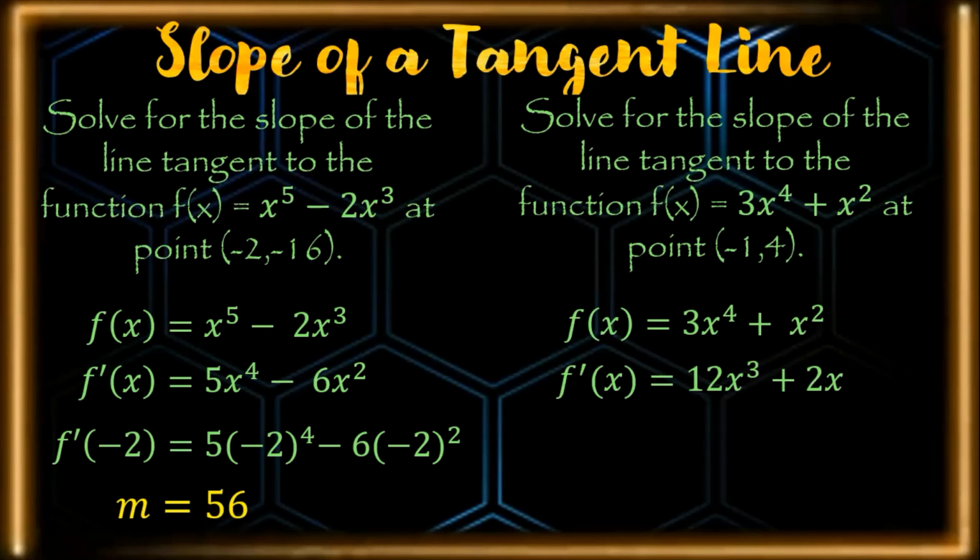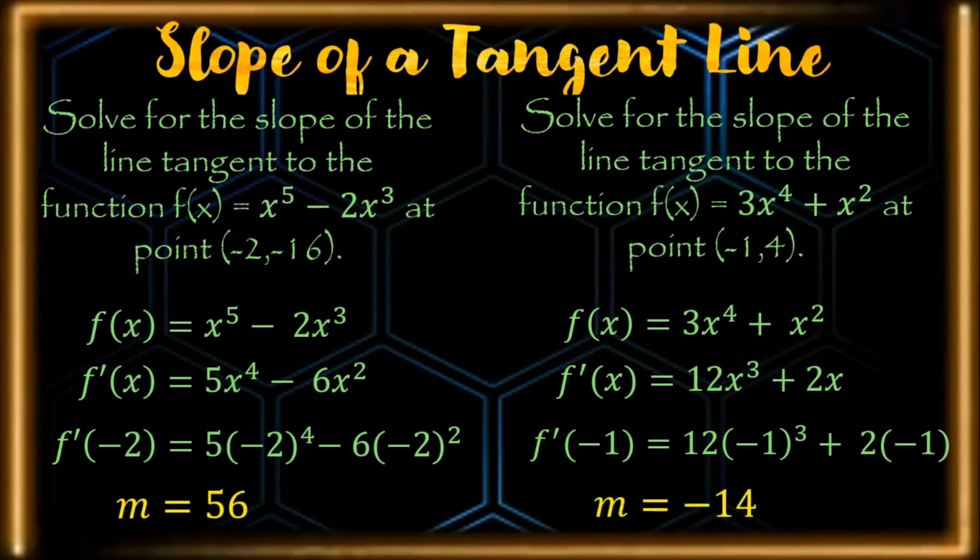Then next is to use the x value of the given point as the value of the variable x. The given point is (-1, 4), and the x value is -1. So this will become f prime of -1, which is equal to 12 times (-1) cubed plus 2 times -1. Then using the PEMDAS rule, the correct slope of the line tangent to the function is -14.